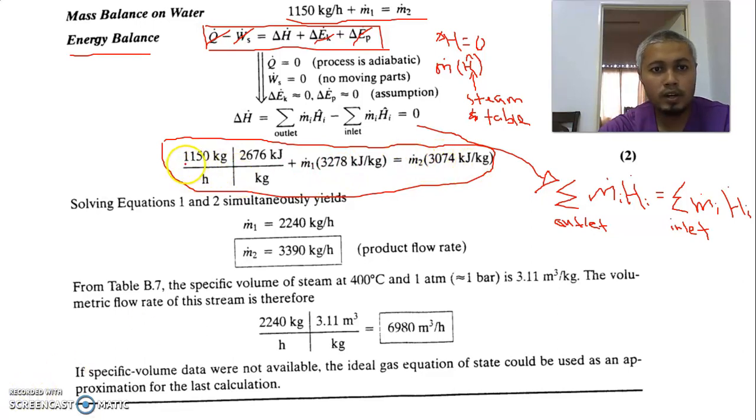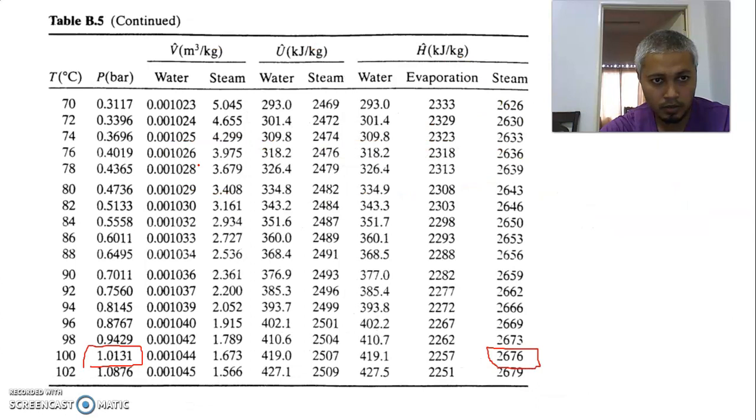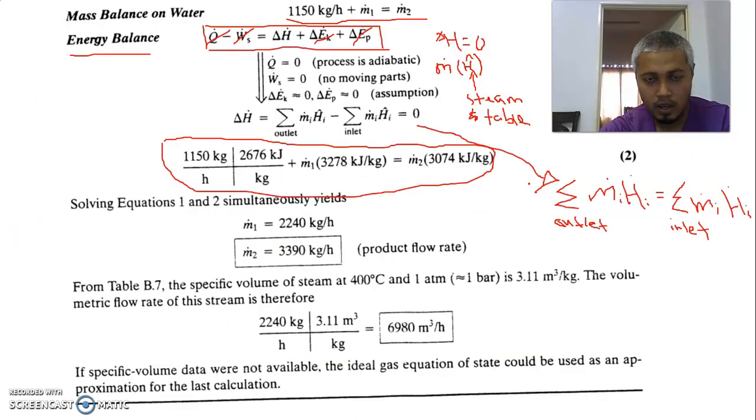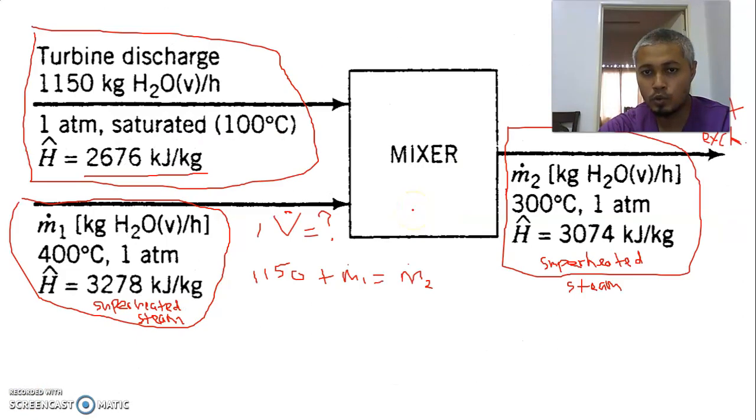We already know the first inlet flow rate is 1150 kg per hour. If we go back to the slide, just here 1150, the first inlet. The second one we have M1, then the output we have M2. That's why here we have 1150 times 2676 plus M1, the second source, times 3278 equals M2, the outlet, times 3704. And I forgot to tell you how to get this value. The same, we go to the steam table because this is superheated steam, so we need to refer to table B.7.